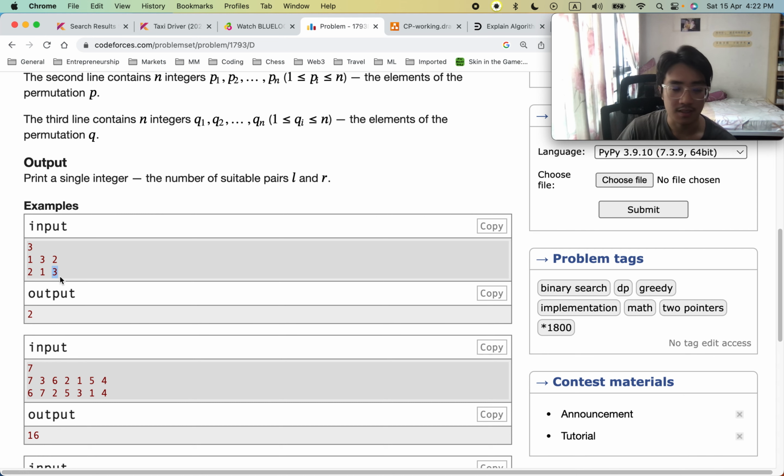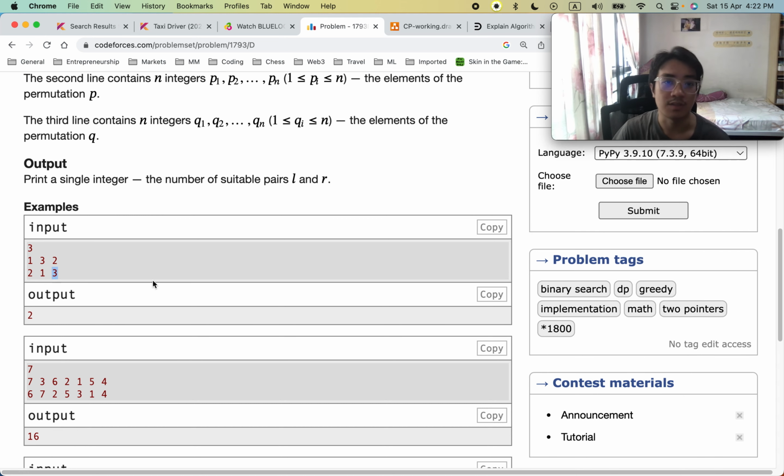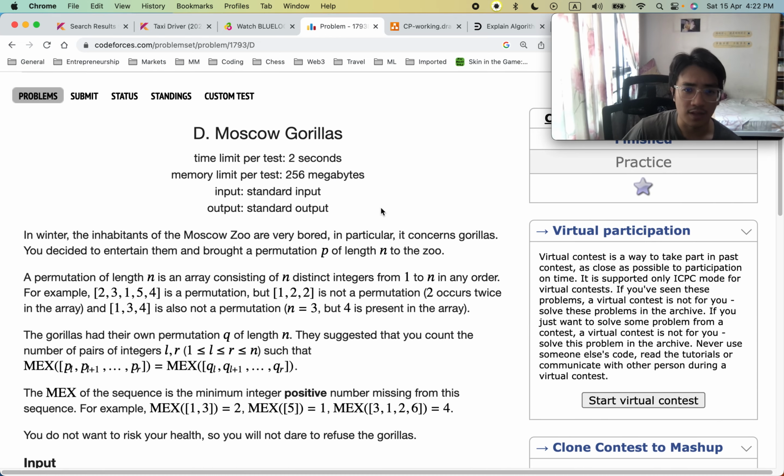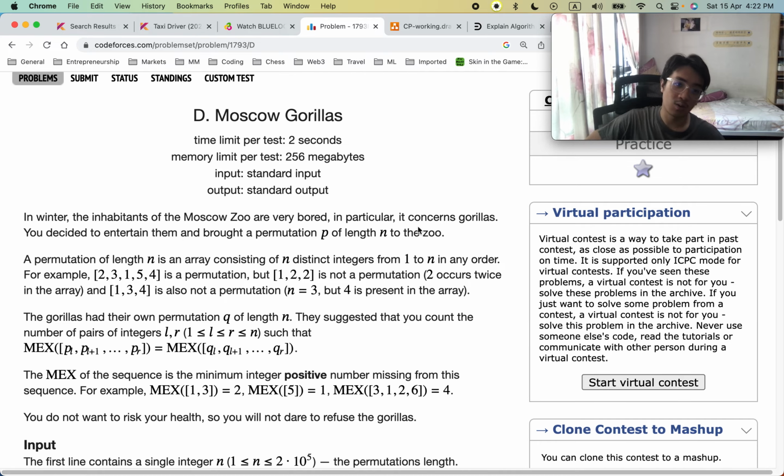So another correct answer is this. The whole array is always going to be one correct answer because P and Q are going to be distinct integers, values 1 to n as well. But they can be in any order, which is what makes this question quite difficult.